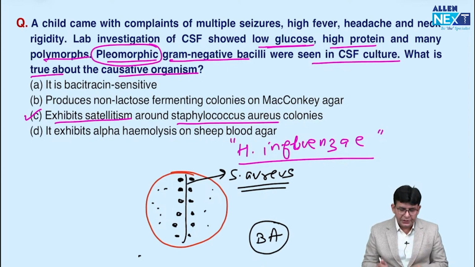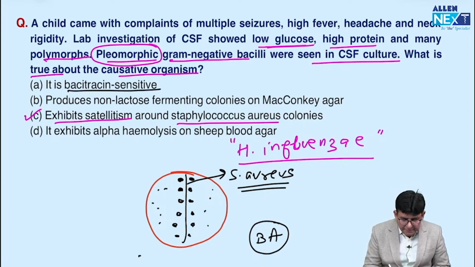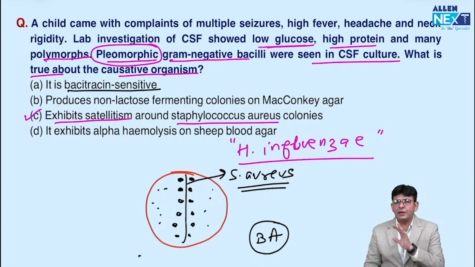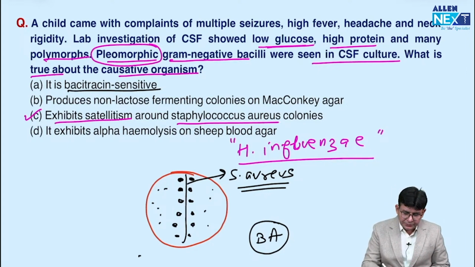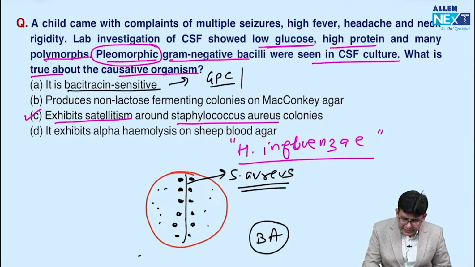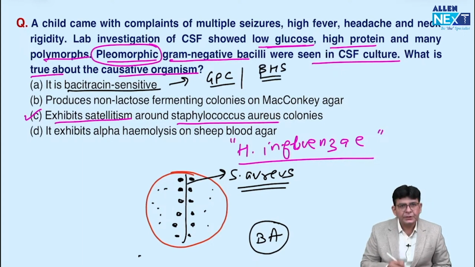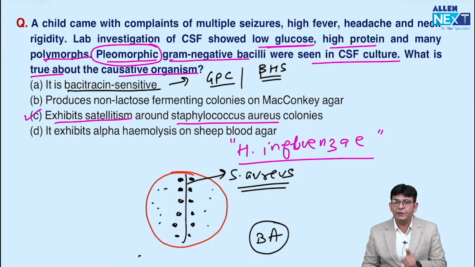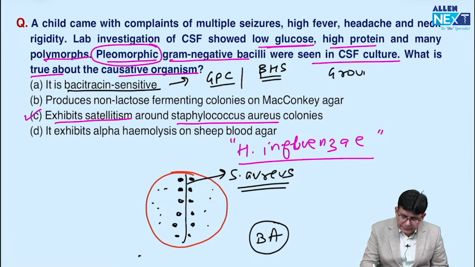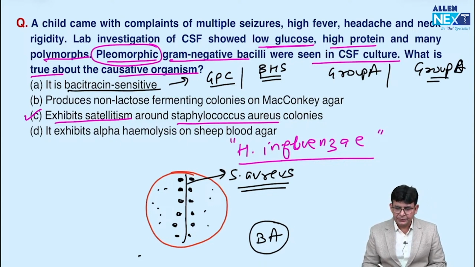Now, let's see the other options. If somewhere in the question bacitracin is being discussed, if somebody is talking about bacitracin sensitivity and all, which particular organism should you look out for? So guys, you should look out for a gram-positive cocci, and that is obviously beta hemolytic strepto. Okay, so basically bacitracin sensitivity testing is being done to differentiate between what? Group A and group B strepto, if you remember.